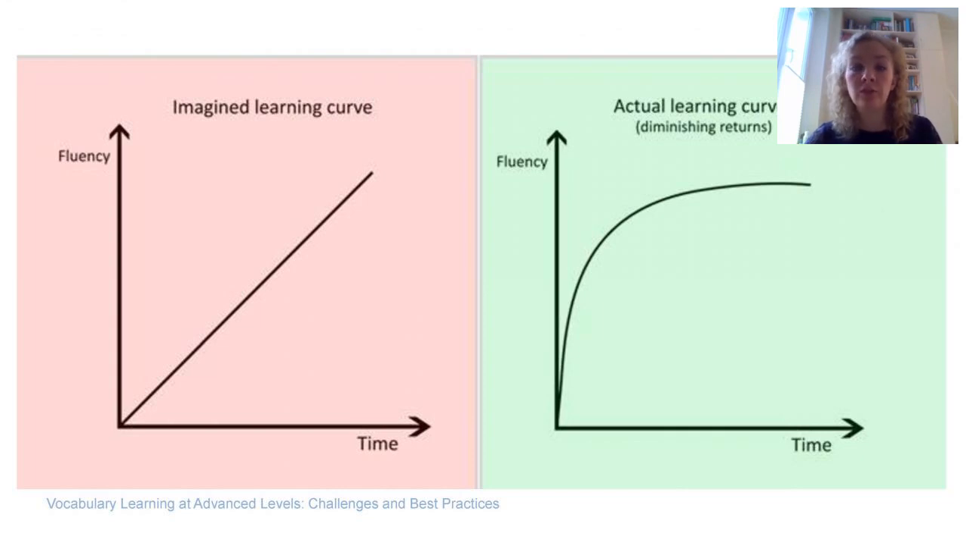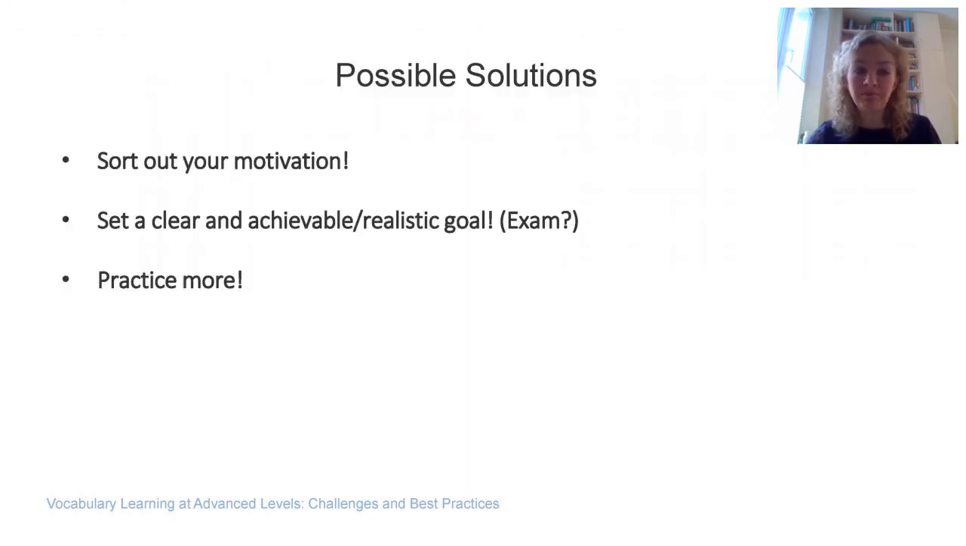Imagined learning curve, something that we wish for, and the actual learning curve, it slows down as we go on with our learning, right? So, what can we do about that? First of all, we should think about our motivation. Sort out your motivation and think carefully. Why did you start learning in the first place? What do you want to achieve? And why do you want or need to achieve it? When you have a clear goal, it's easier to keep going, right?